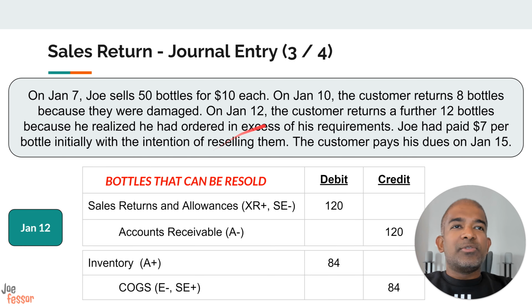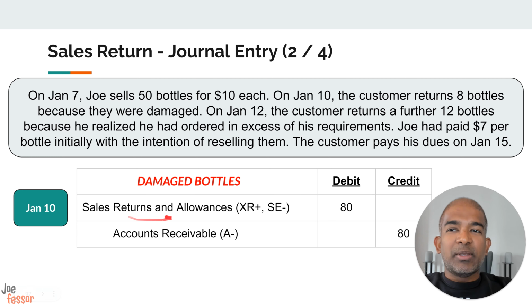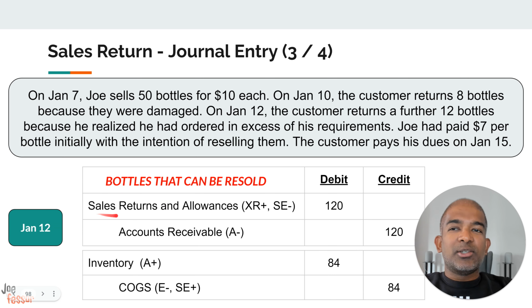Then on the 12th of January, the customer returns another 12 bottles. But this is because he had ordered in excess. So these 12 bottles can be resold. So on the 12th of January, you're going to do the same as before. You're going to debit your sales returns and allowances account for $120, and you're going to credit your accounts receivable account by $120.